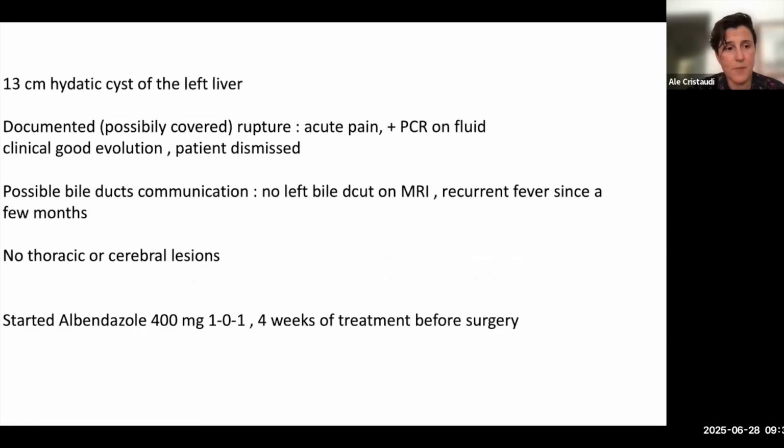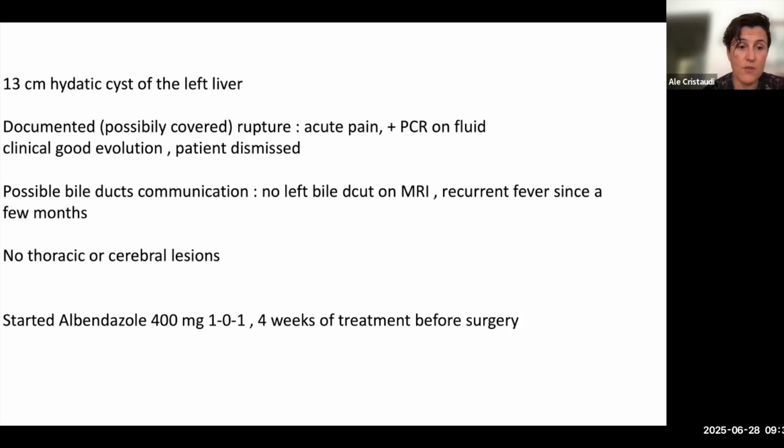So actually we have this patient, the cyst is very big. We have a documented rupture. The PCR on fluid was positive, possibly a covered rupture, as the clinic got well very quickly and spontaneously. And actually the patient is dismissed.